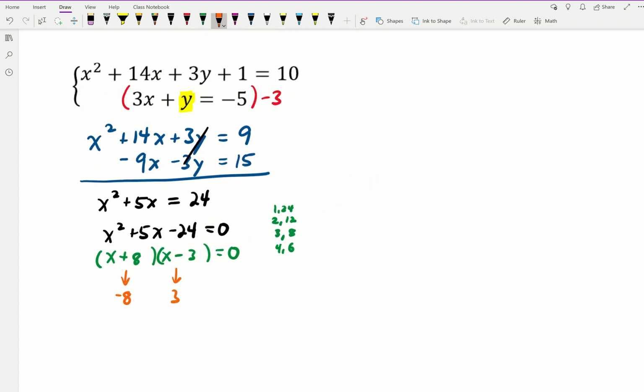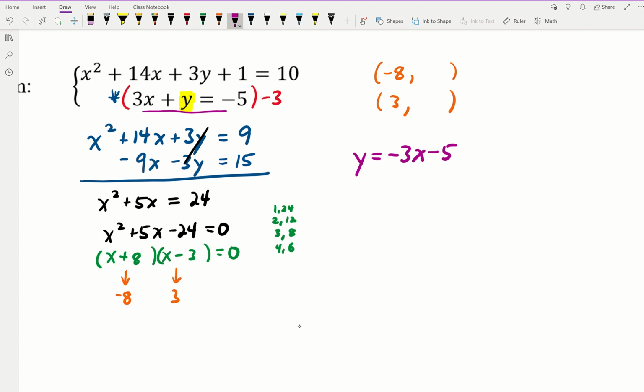All right. So I know right now that my two answers are going to have these x coordinates, but I'm not done. We still need y. All right. And this is the part that can be a little bit tricky. I don't have an equation right now that just says y equals, but I can take this one and I can move the 3x to the other side. And when I do that, it will become y equals negative 3x minus 5. And again, all I've done is taken this equation and moved the 3x to the other side.